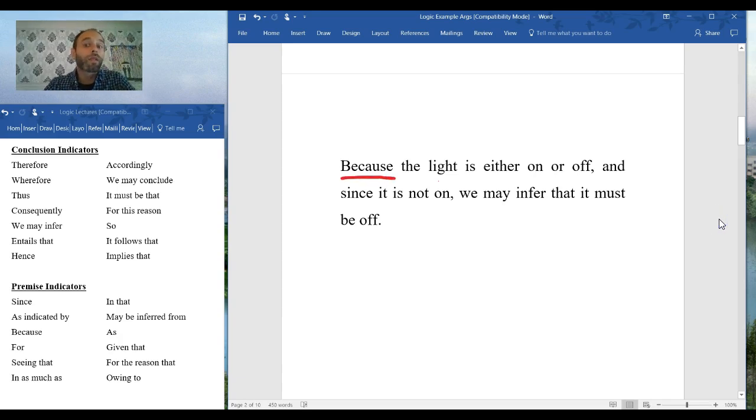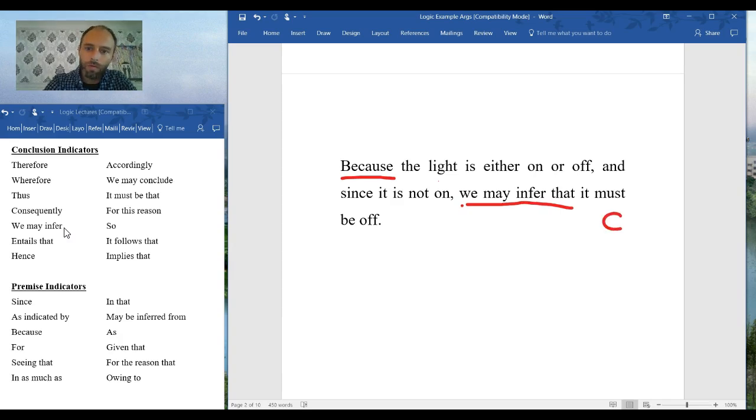So because the light is either on or off, and since it is not on, it looks like we're looking at two premises, and then we get this phrase, "we may infer that." We look at our list of indicator words, and we see "we may infer." So we may infer that is a conclusion indicator word, so the conclusion is it must be off.